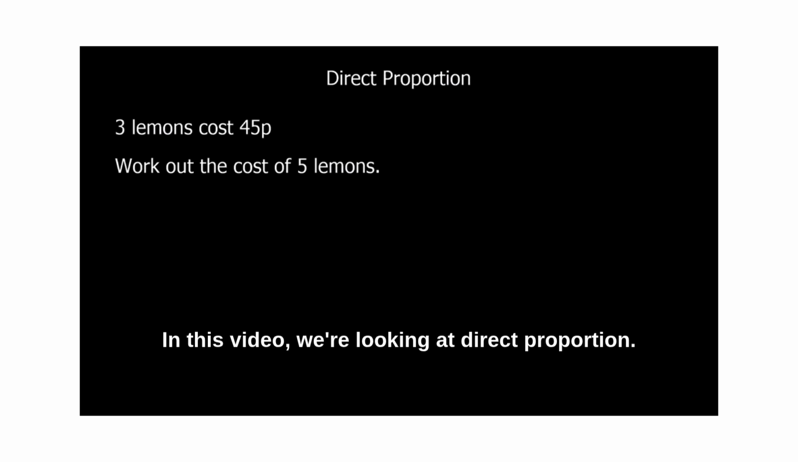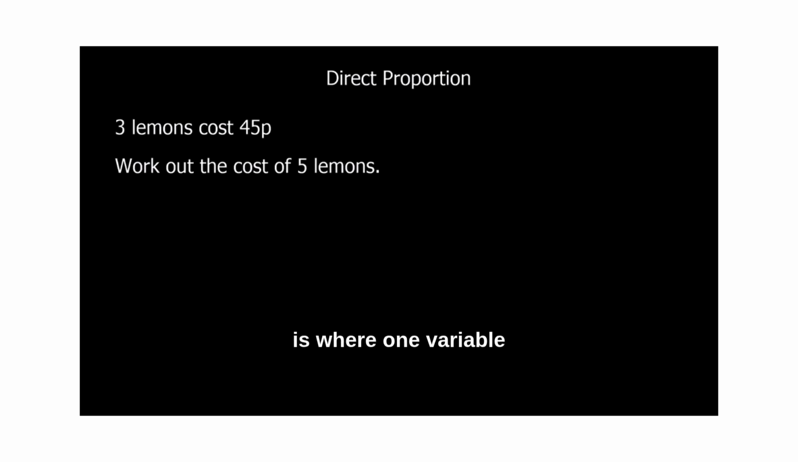In this video, we're looking at direct proportion. A directly proportional relationship is where one variable increases at the same rate as another variable. So the amount of lemons we buy is directly proportional to how much we pay for the lemons. If we double the amount of lemons we buy, we double the amount we pay for them. If we multiply the number of lemons we buy by 5, the cost is multiplied by 5.